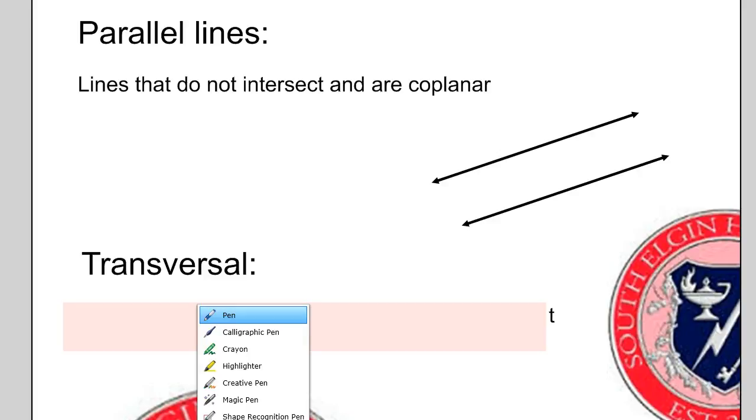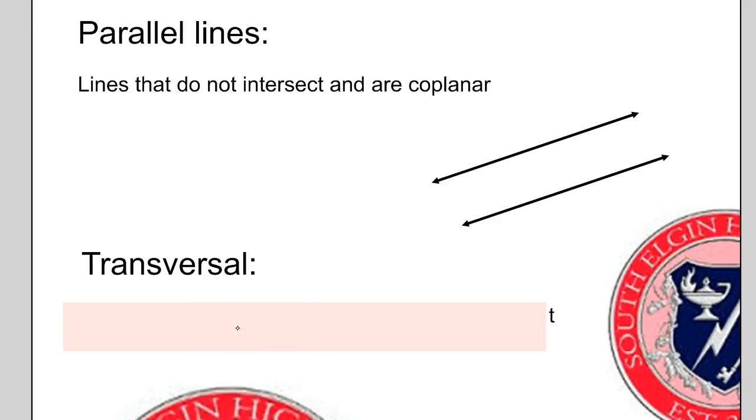So what I want you to do is I want to talk about notation. We're going to call this line M, this line N. These little kind of arrows, those indicate that those lines are parallel, and we could say M is parallel to N.